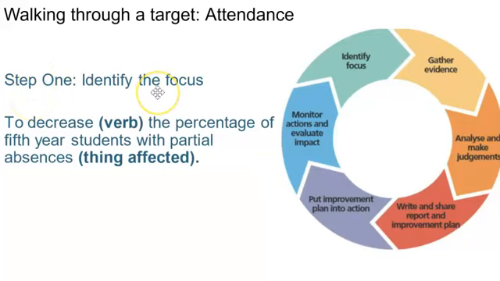Step 1, identify the focus. Here's an example. To decrease the percentage of fifth-year students with partial absences. So decrease is the verb, and the percentage of fifth-year students with partial absences is the thing affected. So this is an example of a part of a SMART target. It's not completely SMART yet. We have just identified the focus so far, so we will build on this example throughout the video.